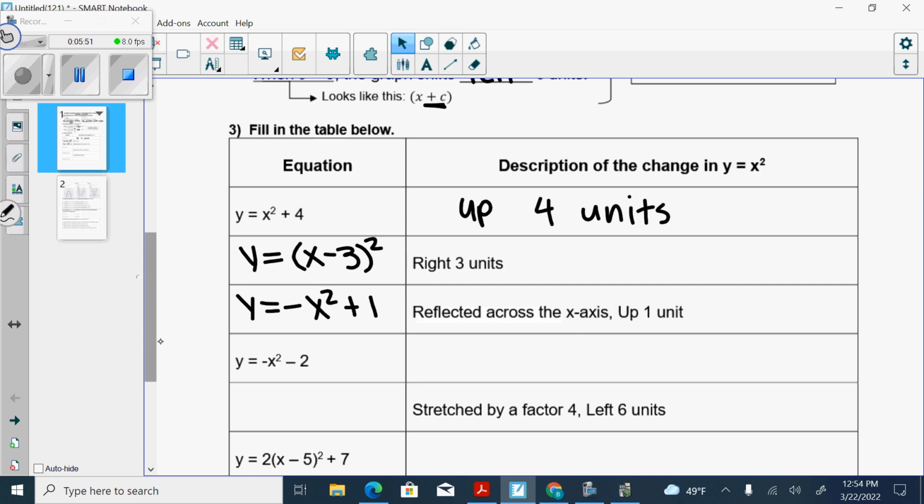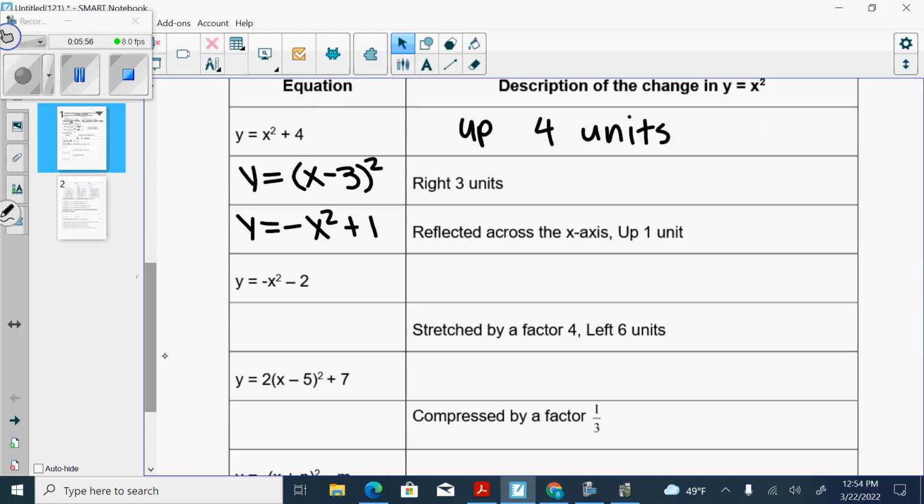All right. This next one, when I read this equation, the first thing I come across is that negative in front of the x squared. What do we say a negative does? Reflects. Good. So reflects across the x-axis. Okay, and what's the next thing you notice in that equation? The minus 2, which does mean down 2 units. Very good.